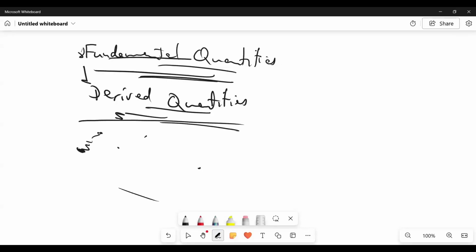So another way of looking at quantities is what we call scalar quantities and vector quantities.